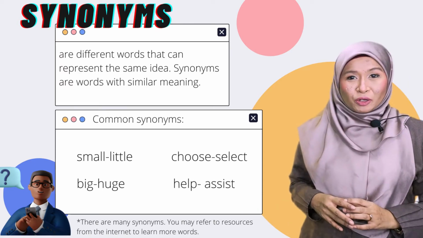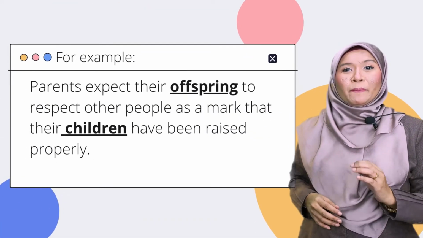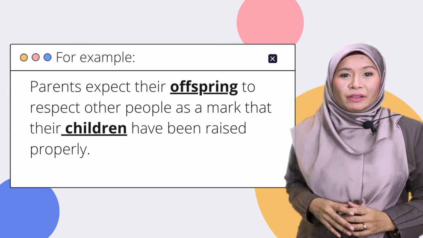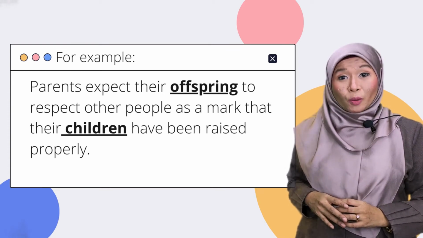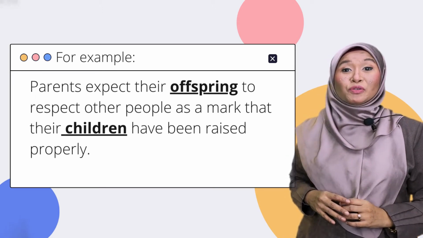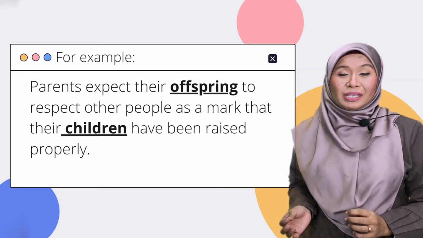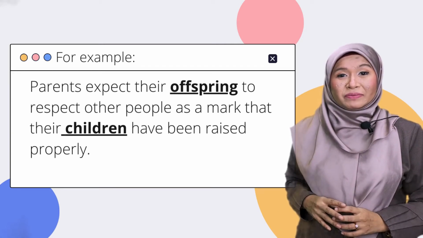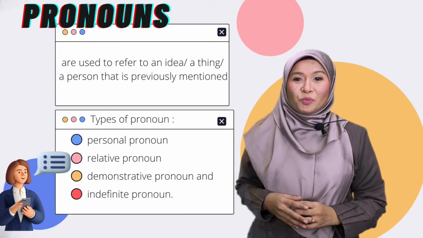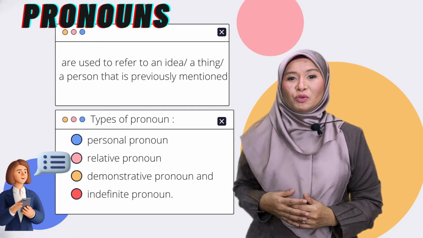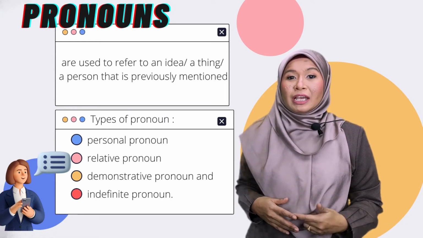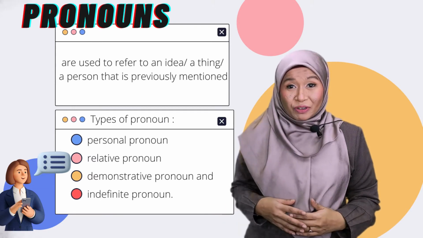Let's look at how a synonym is used in a sentence. Parents expect their offspring to respect other people as a mark that their children have been raised properly. In this sentence, the word offspring is similar to the word children, which means it has the same meaning. The next cohesive device is pronouns. There are many types of pronouns, and the ones that are usually used as cohesive devices are personal pronouns, relative pronouns, demonstrative pronouns, and indefinite pronouns.